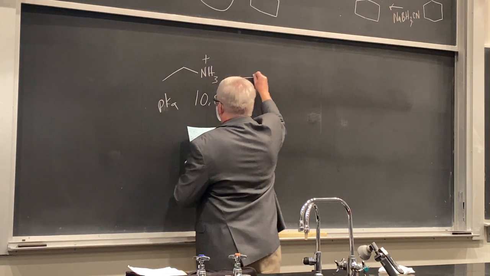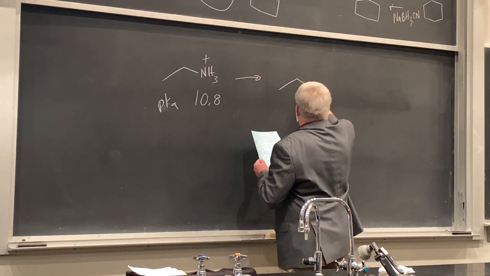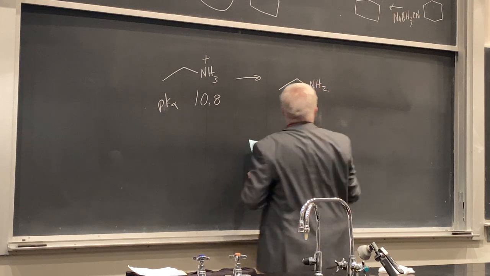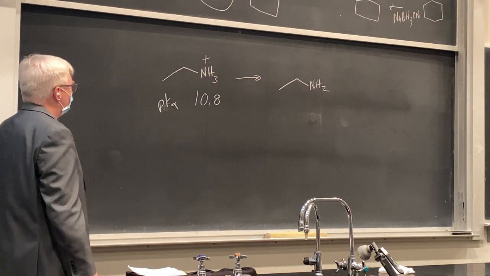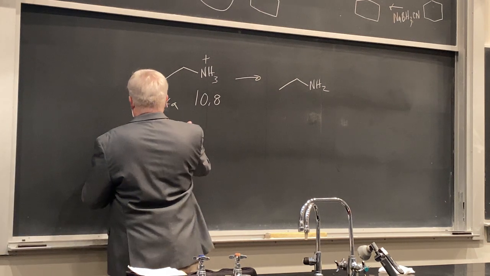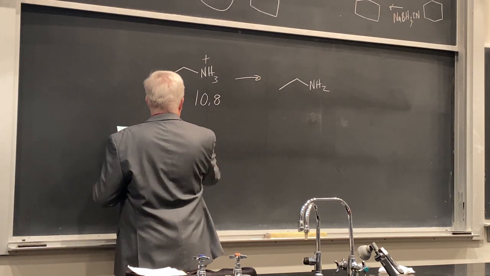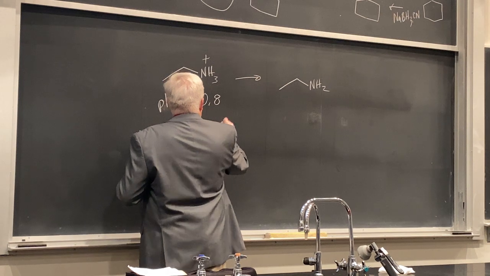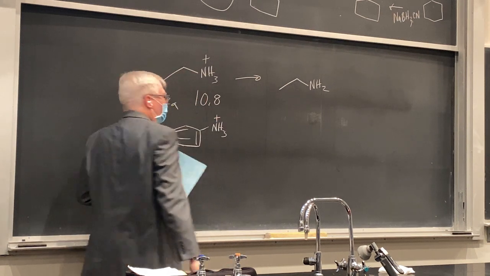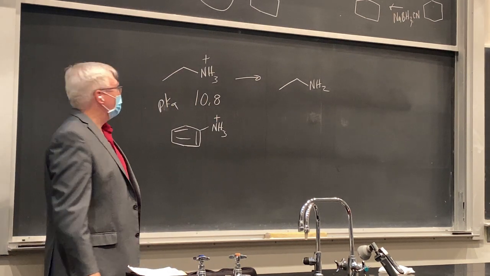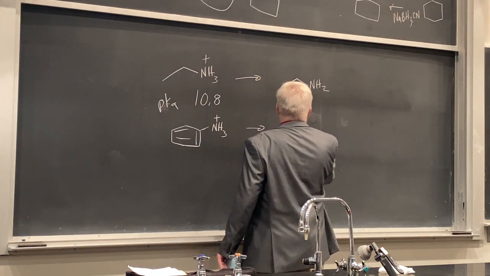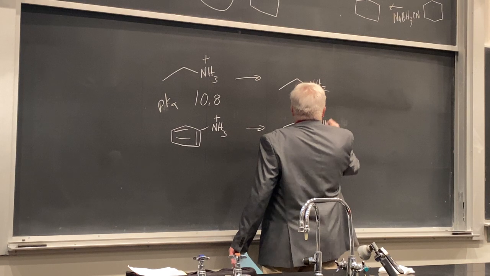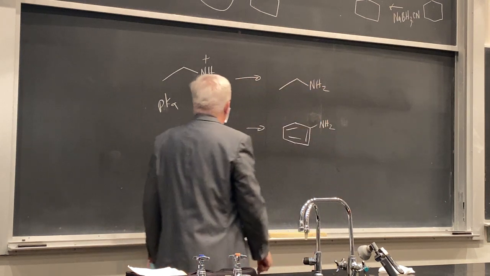And let's think about that. That would be the free base, and we've got the protonated form there. How about this, though? Let's compare that to this and have an aromatic group on there. So that's anilinium cation, if you remember that term there. And aniline is the free base, right? And what's the pKa of that?